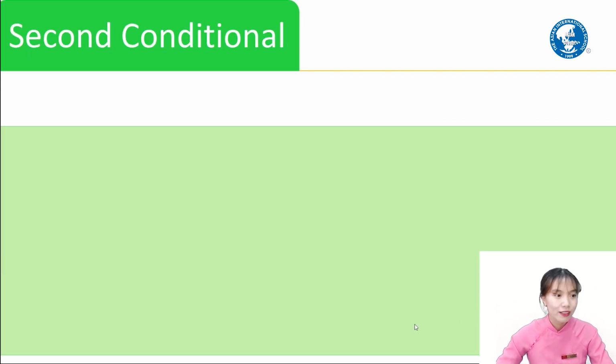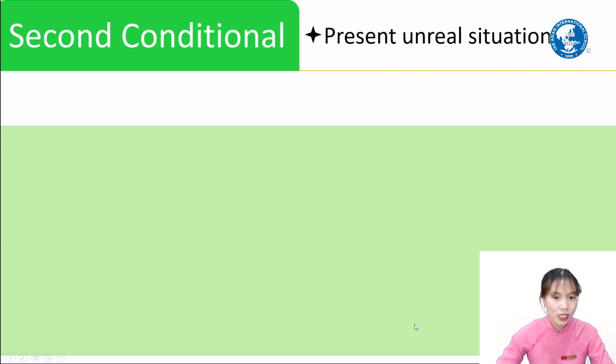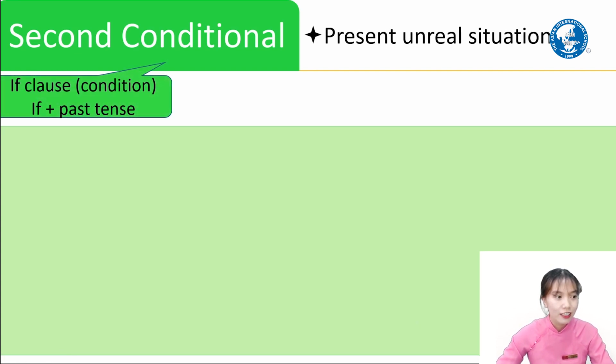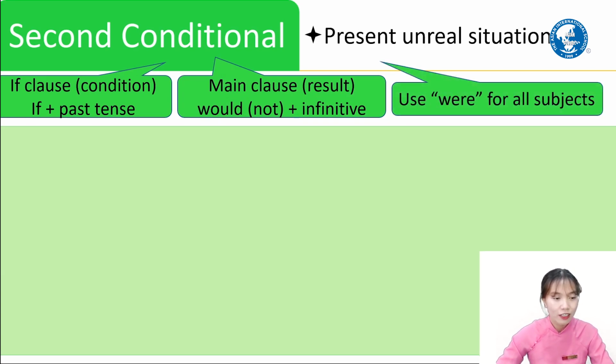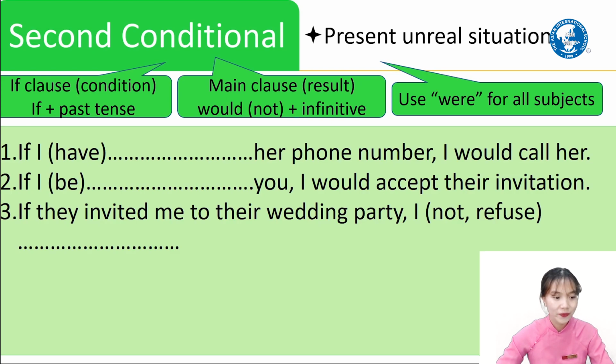So remember, the second conditional tells us about the present unreal situations. In the if clause, the main verb is in the past tense. And in the main clause, the main verb is formed by would and infinitive. And remember to use were for all subjects. Now let's do some exercises for this.